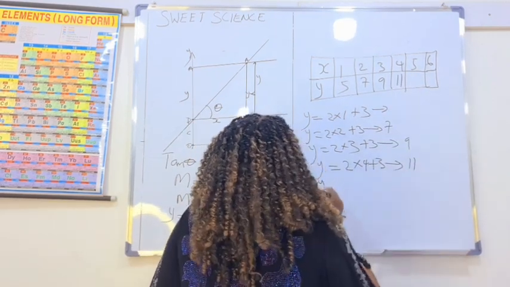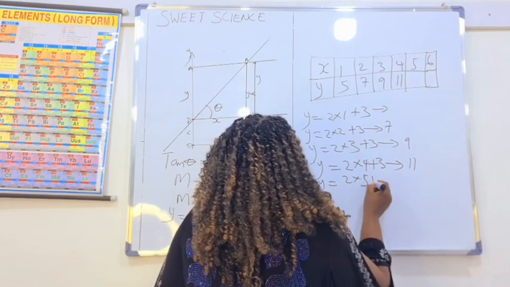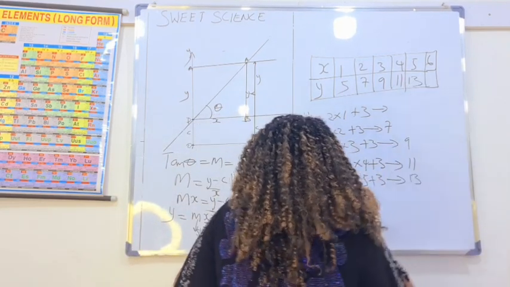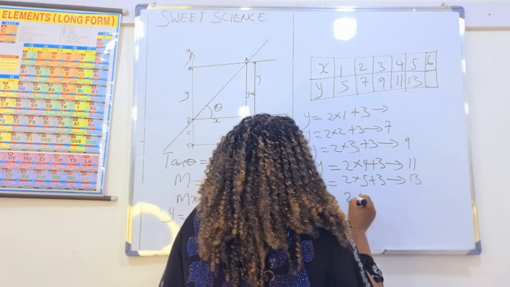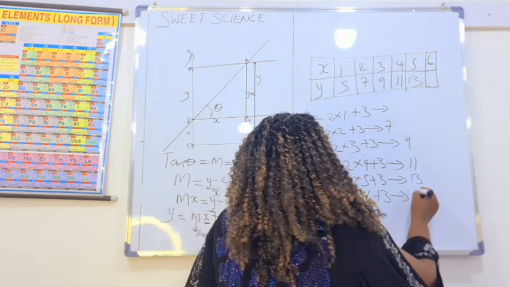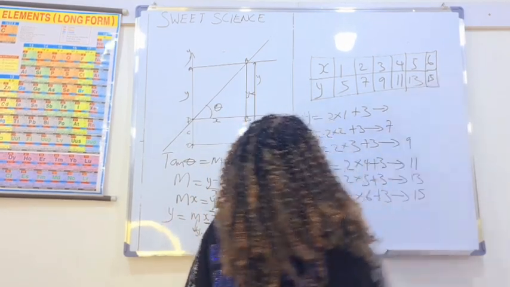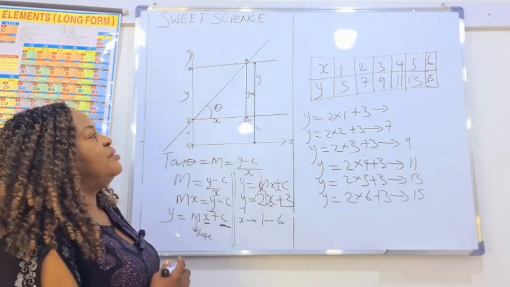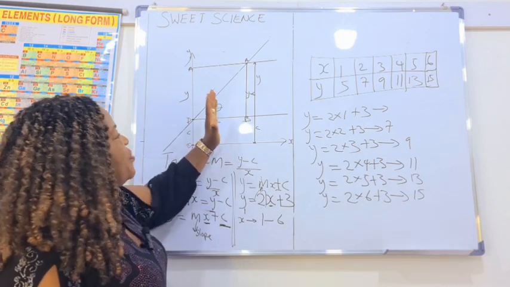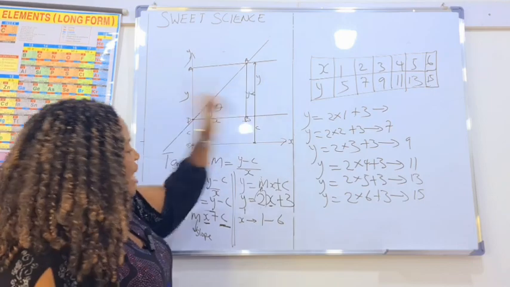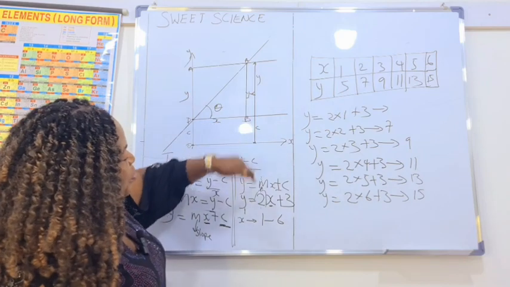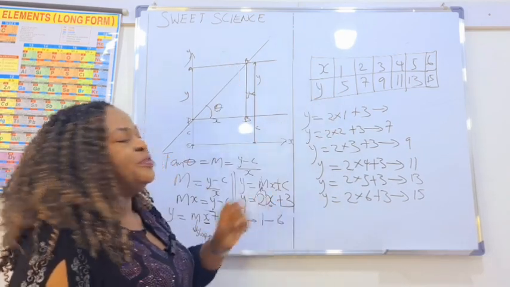Then y is equal to 2 times 5 plus 3, which gives 10 plus 3, 13. Then y is equal to 2 times 6 plus 3, which gives 12 plus 3, 15. That is our table of values. You can use this to plot your x-axis and y-axis, and when you calculate the slope of these plotted values, it will give you 2, and the intercept will give you 3.